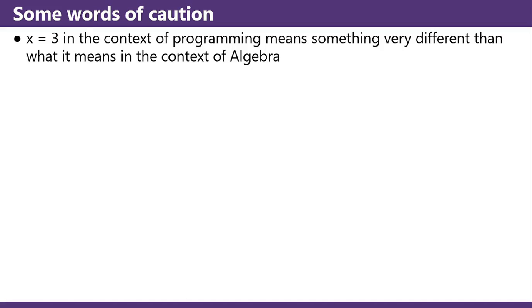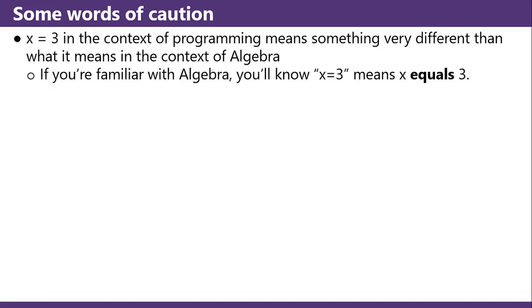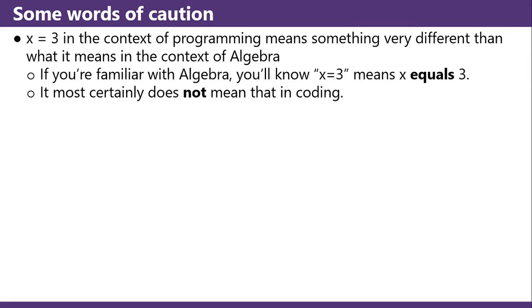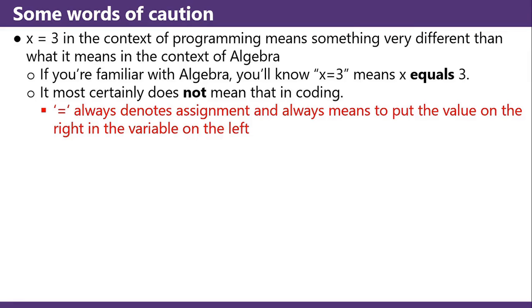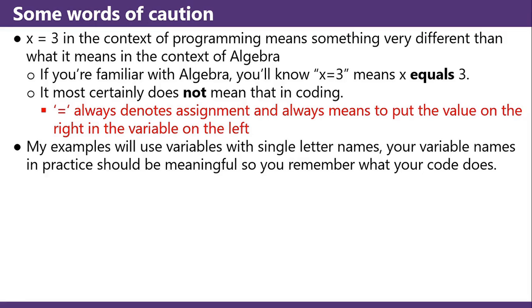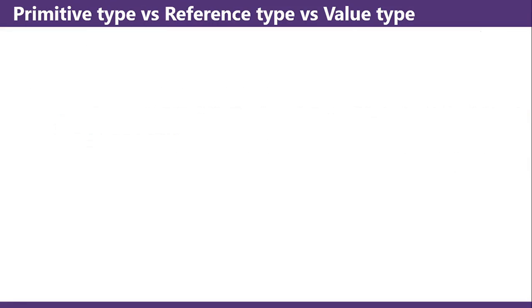Some words of caution. x = 3 in the context of programming means something very different than what it means in the context of algebra. If you're familiar with algebra, you'll know x = 3 means x equals 3. It most certainly does not mean that in coding. Equals always denotes assignment and always means put the value on the right in the variable on the left. My examples will use variables with single letter names. Your variable names in practice should be meaningful so you remember what your code does.